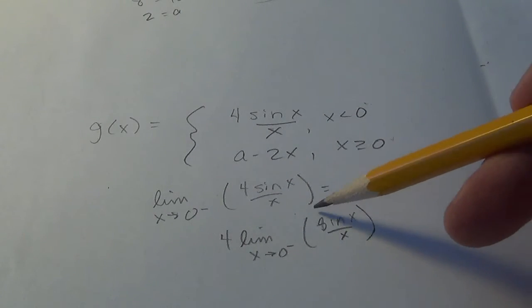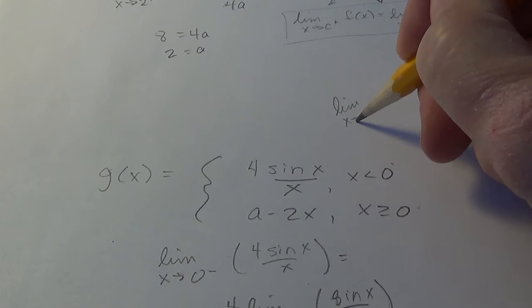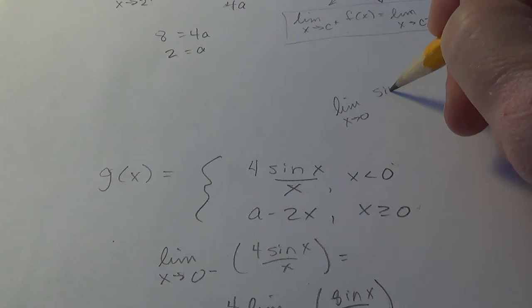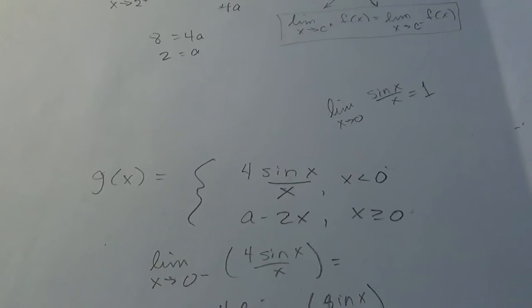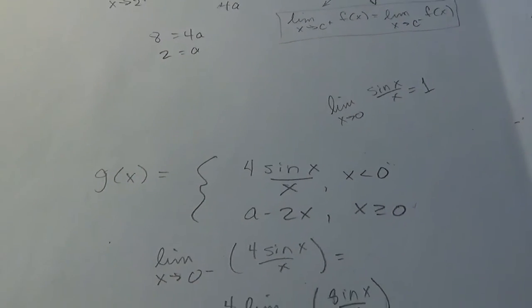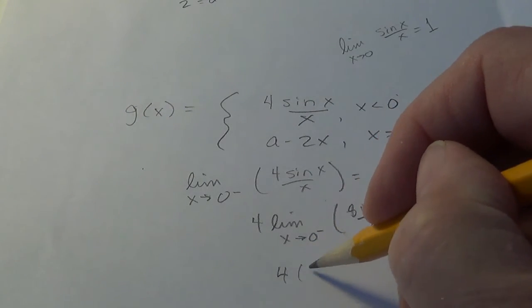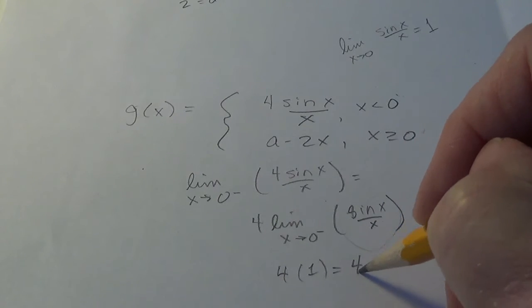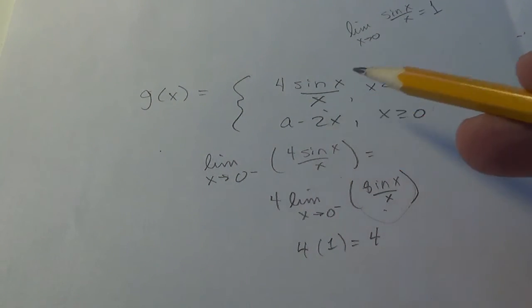So in this case it was a special limit, and it went like this. The limit as x approaches 0 of sine x over x equals 1. That was just one that we taught earlier in the year, so we bring it out to play now. So we have 4 times 1 equals 4. So remembering that special limit was crucial in this one.